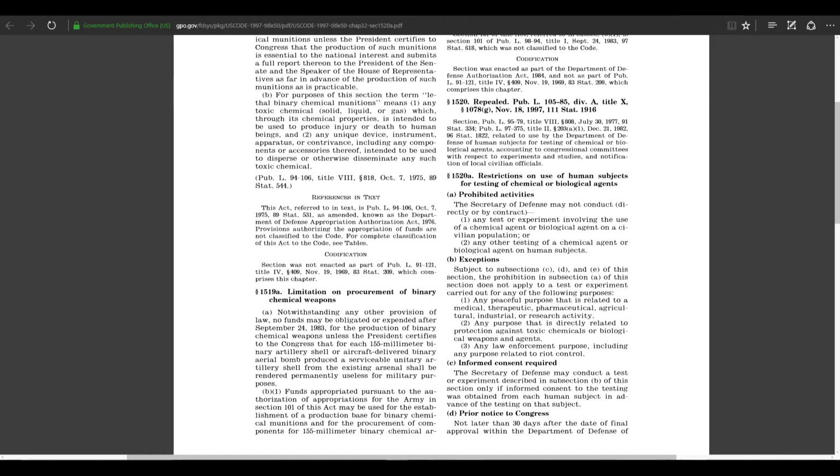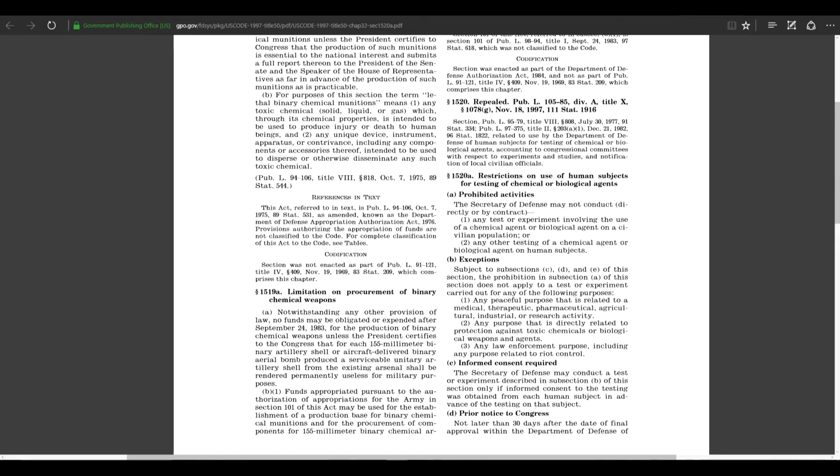This document is straight from the government's publishing office. U.S. Code Title 50, Chapter 32, and let's take a look at Section 1520A and B. Restrictions on use of human subjects for testing of chemical or biological agents. Part A. Prohibited activities. 1. Any test or experiment involving the use of a chemical agent or biological agent on a civilian population. Or 2. Any other testing of a chemical agent or biological agent on human subjects.